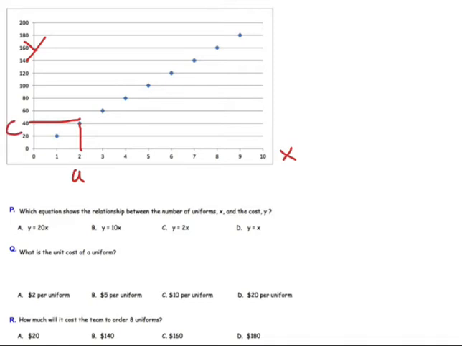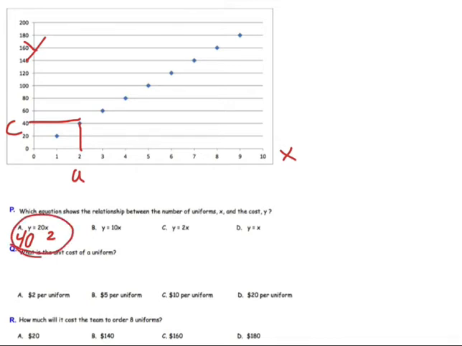So if uniforms is x and cost is y, then when I substitute the number 2 in for an x, I should get the number 40 for y. Luckily, that letter A makes sense and is the correct answer right away. 20 times 2 is equal to 40, so that would be correct.